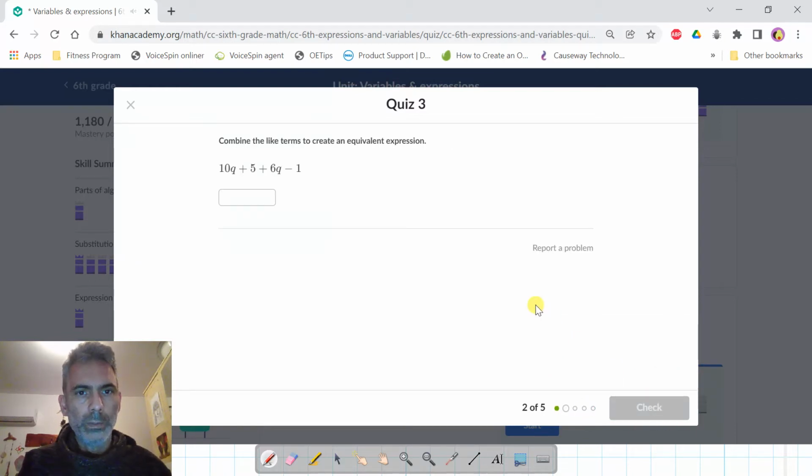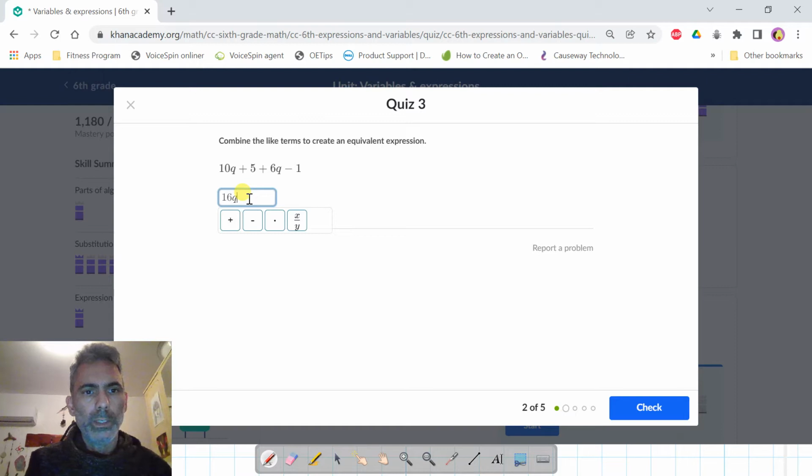Combine the like terms to create an equivalent expression. Okay, so we have 10q and 6q more. So in total we have 16q. And here we have positive 5 and the negative 1. So we have 4. 5 minus 1 is 4. So we add 4.